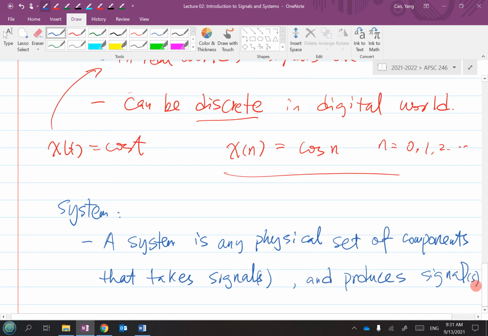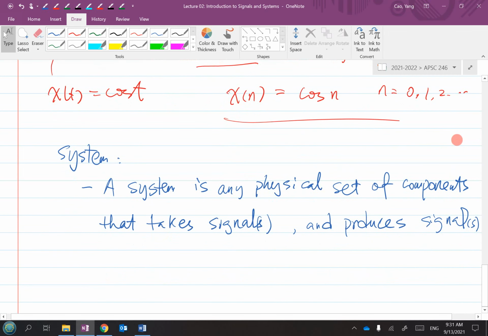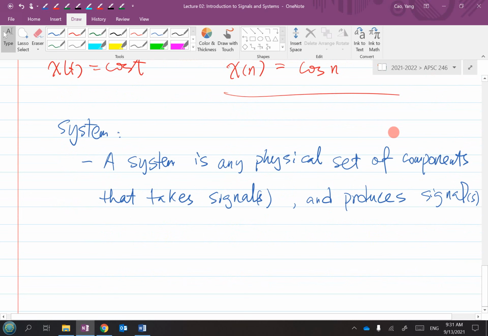So this should be more of a very laid language in terms of describing a system. And if you think about it, any set of components, I'll give you a few examples. It can be a set of mechanical components, a set of electrical components, a set of civil structures, which is also a component, or maybe a mixture of all different types of components. But the important thing is the system has to be able to take a signal, which is what we call input, and it also has to be able to produce a signal, which is what we call output. So that is a system.